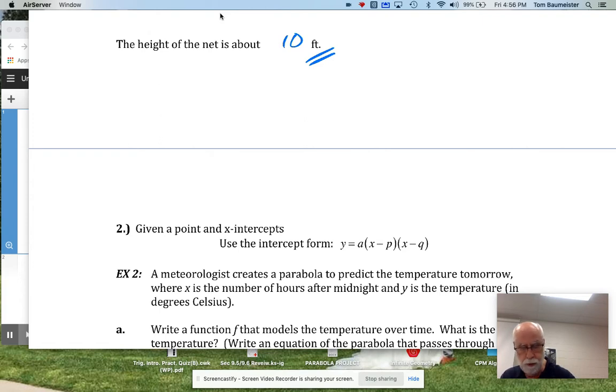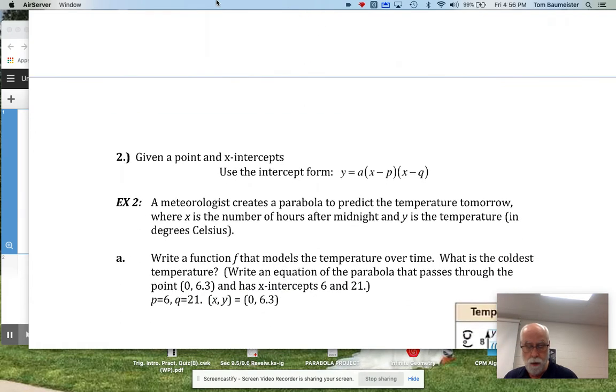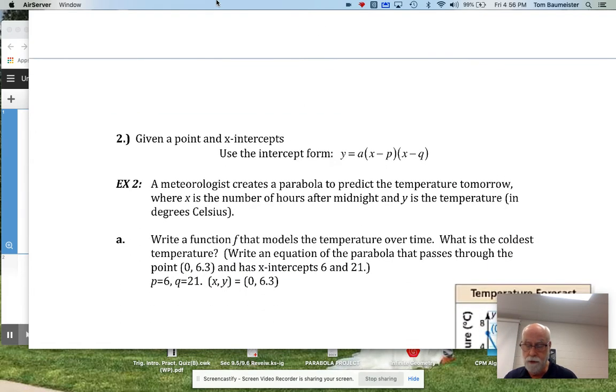Example 2. A meteorologist creates a parabola to predict the temperature tomorrow, where x is the number of hours after midnight and y is the temperature in degrees Celsius. Now think about that. That is going to be 24 hours from midnight to midnight.